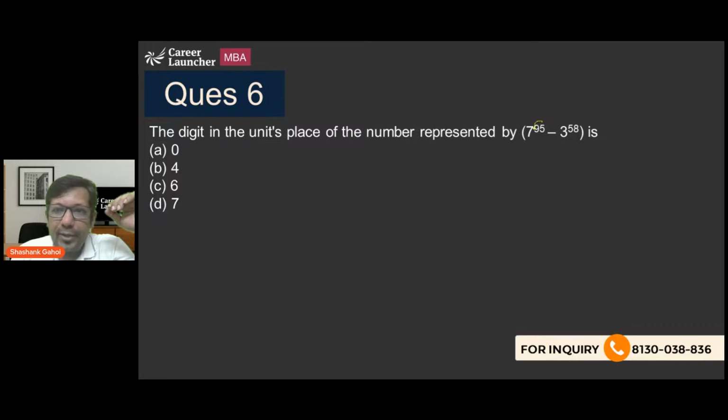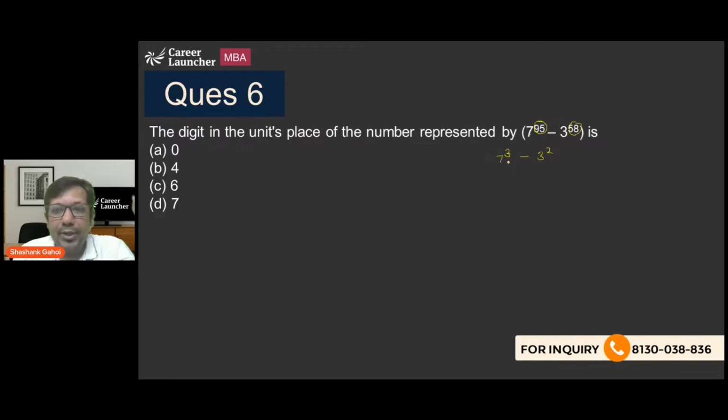So divide power by 3. So divide 95 by 3. What is the divide power by 4. Get the remainder. So divide 95 by 4. What is the remainder? 3. So this becomes 7 power 3 minus divide power by 4. So 58 by 4. What is the remainder? 2. So 3 power 2.